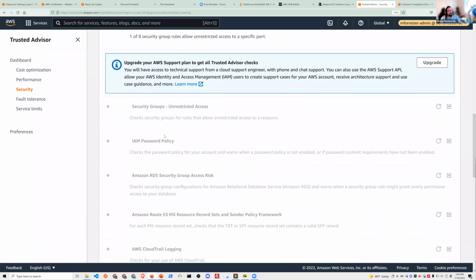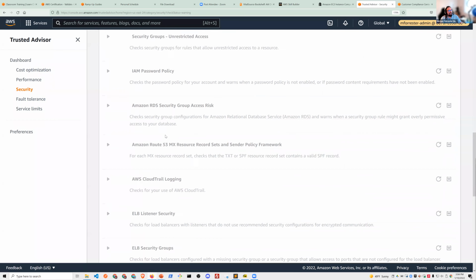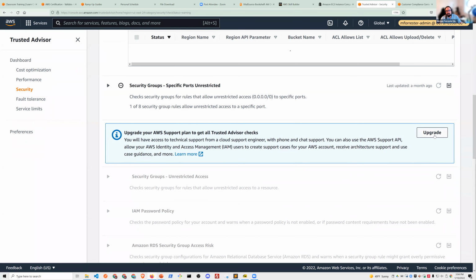Notice that I don't have access to all of these other checks, because you have to upgrade to a support plan, and this is just my demo account, right? In my other production account, it has like everything turned on. But just so you know, I pay at least $100 a month for that. If you want more checks, you have to have a business or enterprise support plan.